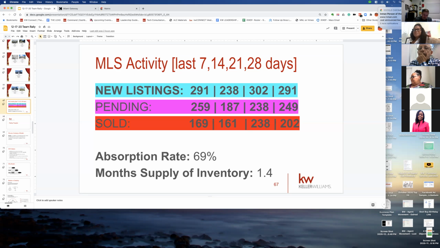So now 272 divided by 729 will give you a 37% absorption, which is still a seller's market. It's a hot seller's market by almost double the standard 20%. 20% times 2 would be 40%. And the months of inventory, Lee? We go 729 divided by 272, which is 2.6 months of inventory. Under 3 months, they're selling in under 3 months.